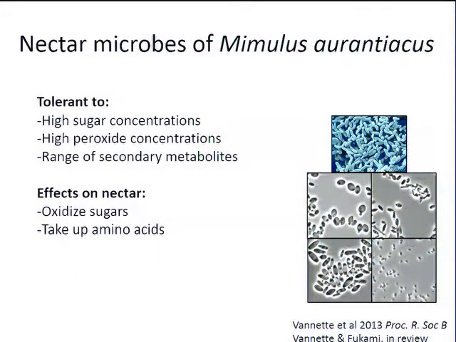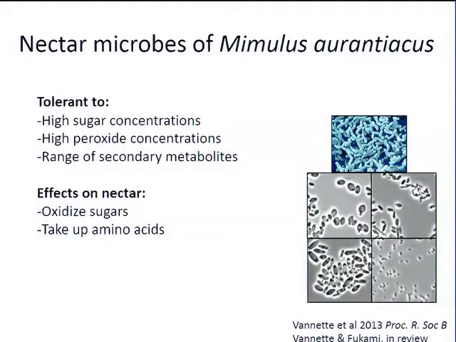All right, so let me tell you a little bit more about the microbes before I go on. Both the yeast and the bacteria that we found within floral nectar seem to be very tolerant to high sugar concentrations. They can also deal quite well with the high peroxide concentrations that we find in floral nectar, that plants seem to produce as a defense against these microbes. And they can also tolerate and potentially metabolize a range of secondary metabolites that are produced by the plant, as we've recently shown.